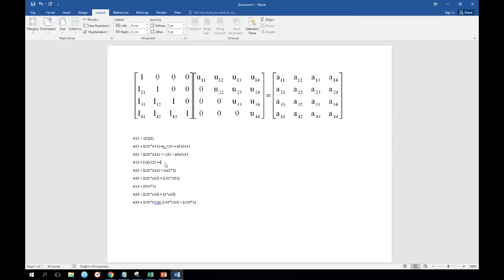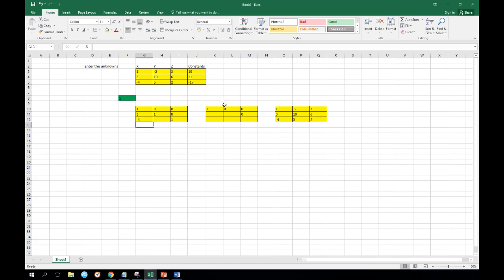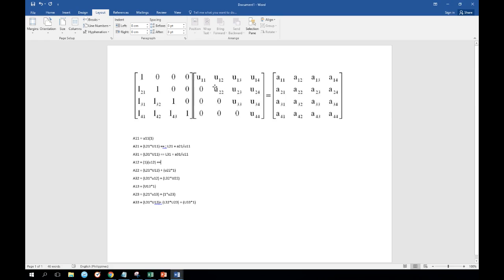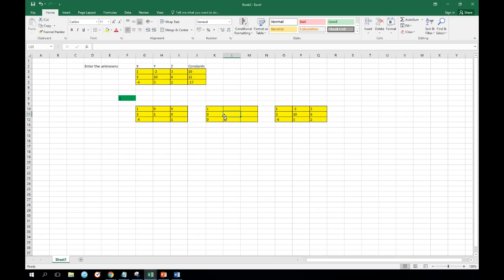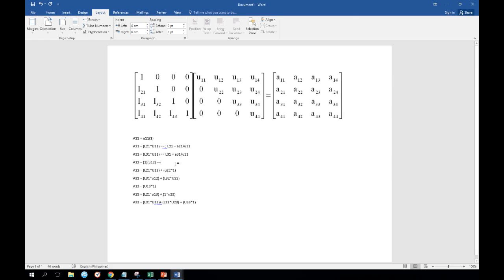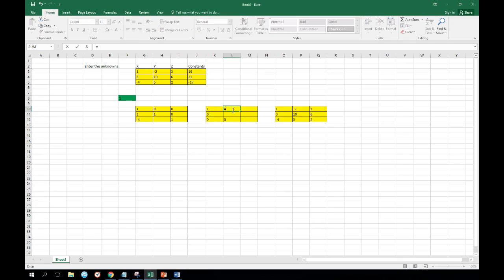Now we're looking for U12, which is this. This should be placed here. Yeah, this should have values. Let's just review here: for the upper triangle, the diagonals and above should have values and the lower part should not have any values. So moving on, to find U12, it's just equal to A12, which is this. So let's just create a formula for that.